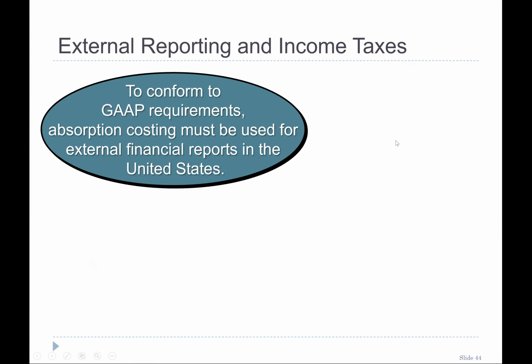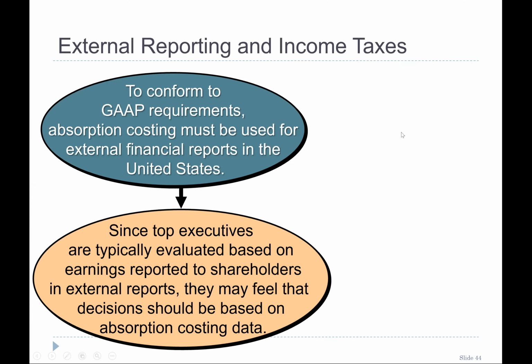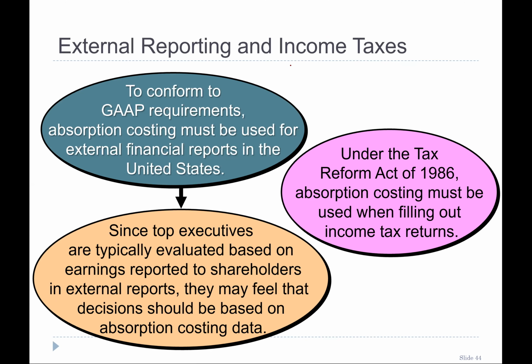So for external purposes and income tax, we have to conform with absorption costing. That is the requirement, right? Under the Tax Reform Act, absorption costing must be used. Thank God, because we are not using it in our decision making, just for external purposes. And this is required by GAAP, generally accepted accounting principles.